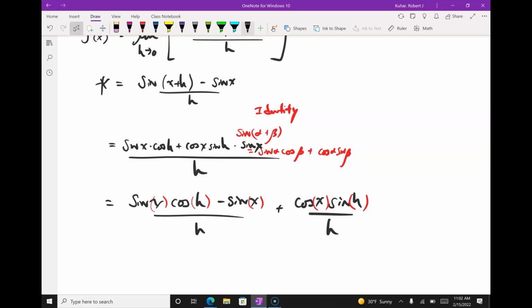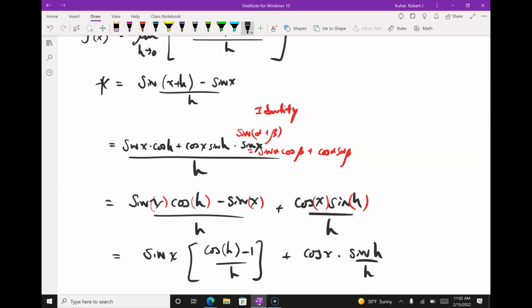Well, I already said I can factor, so let me do that. And so in the first one, I can factor out a sine of x, and I get cos of h minus 1 all over h. And then the second one, I'm going to write it as cos of x times sine of h over h, right? And you can kind of see where I'm going. On that right-hand side, sine h over h as h goes to 0 is what? 1. So I got cos times 1. It turns out that the first piece is going to be sine times 0. I'm going to show you that this limit right here is 0.